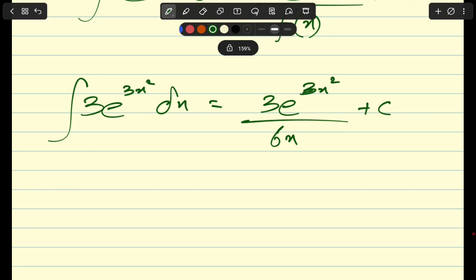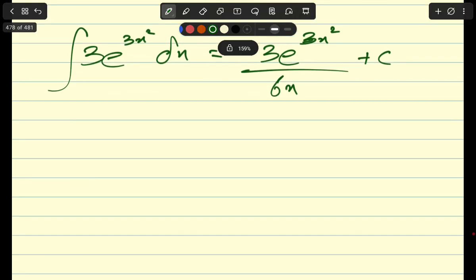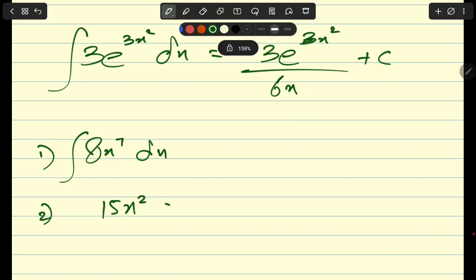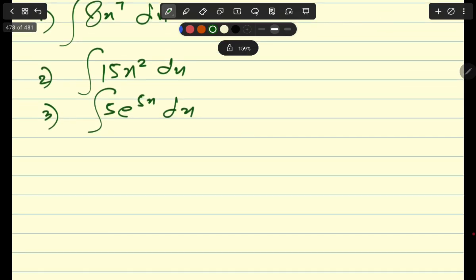Now always ask, what does differentiation multiply by? Integration must undo that multiplication. That's why division appears. Okay, now I want you guys to do these questions. 8x^7 dx. Do another practice question, 15x square dx, and number 3 is 5e^5x dx, and leave your answers in the comment, solve them, and then we are going to resume.